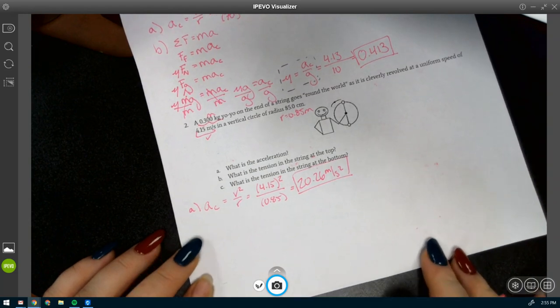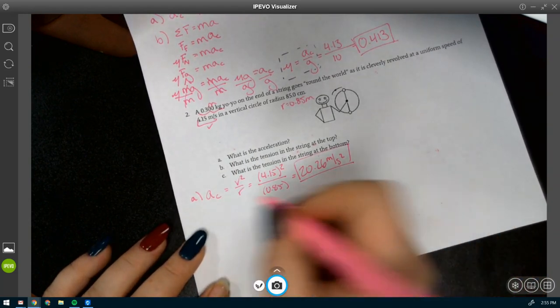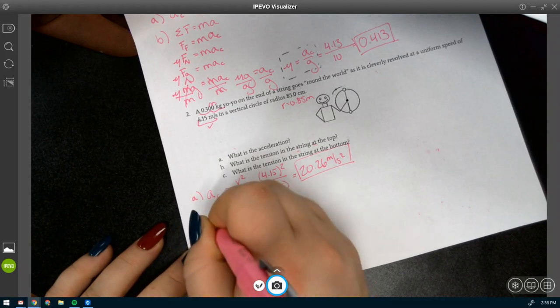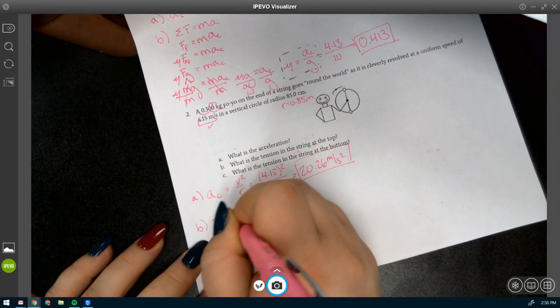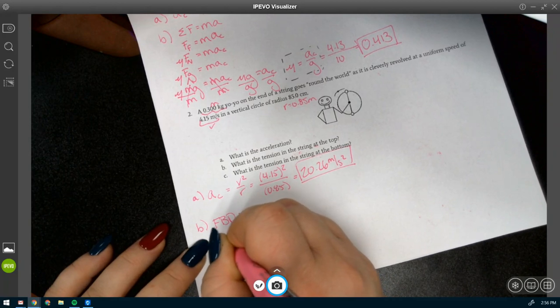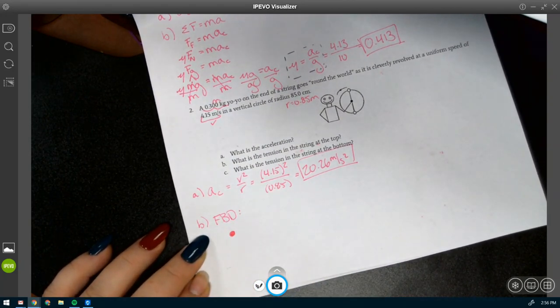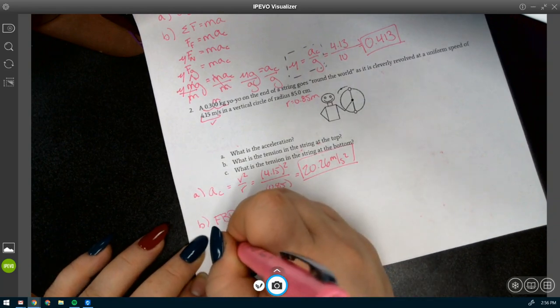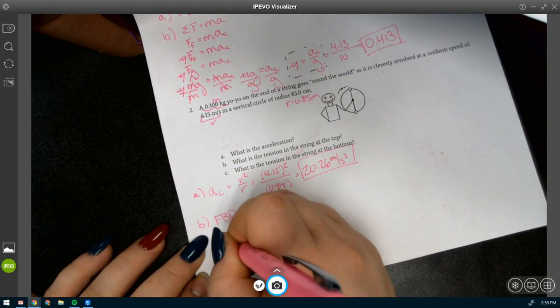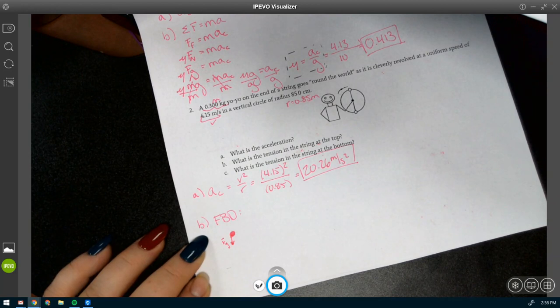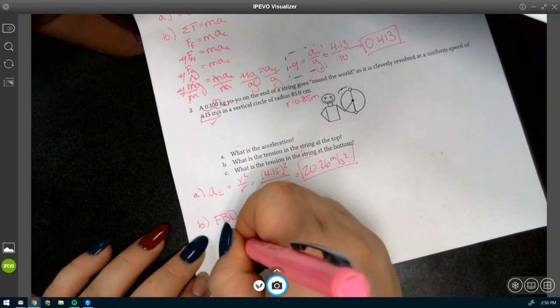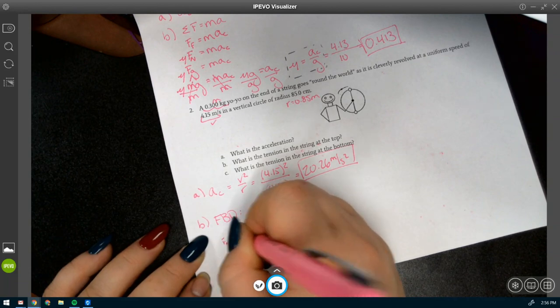Part B asks for the tension in the string at the top. So in order to answer this question, we have to draw a free body diagram. And when we're at the top of this circle, we of course have the force of gravity acting downwards. So there's Fg. And then the other thing that's keeping this going in a circle is the tension of the string. So that's also going down. So this is Ft.